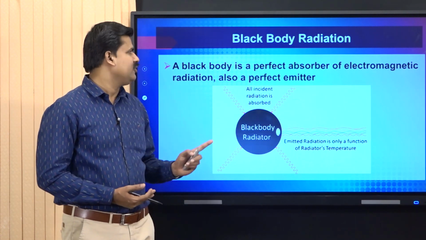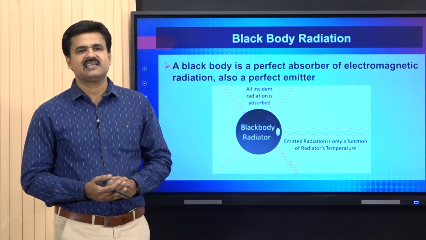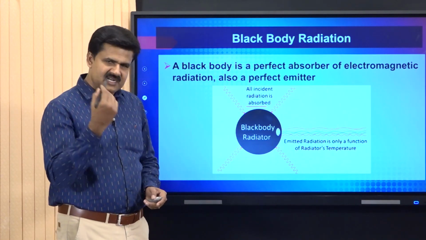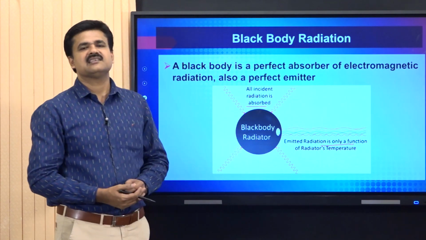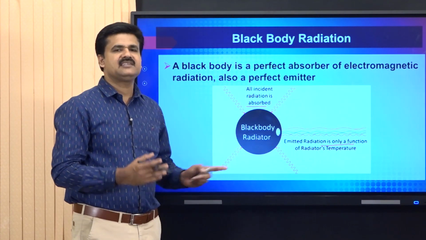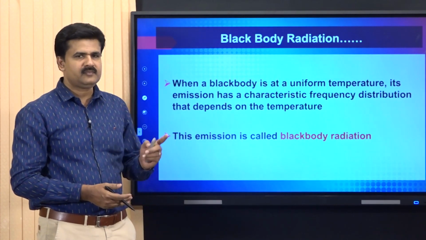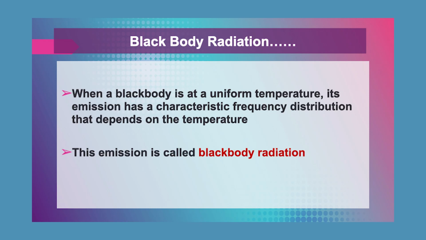A black body, as you know, is a perfect absorber and a perfect emitter of all kinds of electromagnetic radiation. All incident radiation is absorbed, and this black body emits different types of radiation, and the emitted radiation is a function of the radiator's temperature, which means the radiation emitted from the black body depends on the temperature at which the black body is placed. When a black body is at uniform temperature, its emission has a characteristic frequency distribution that depends on the temperature. This temperature dependent emission is termed the black body radiation.